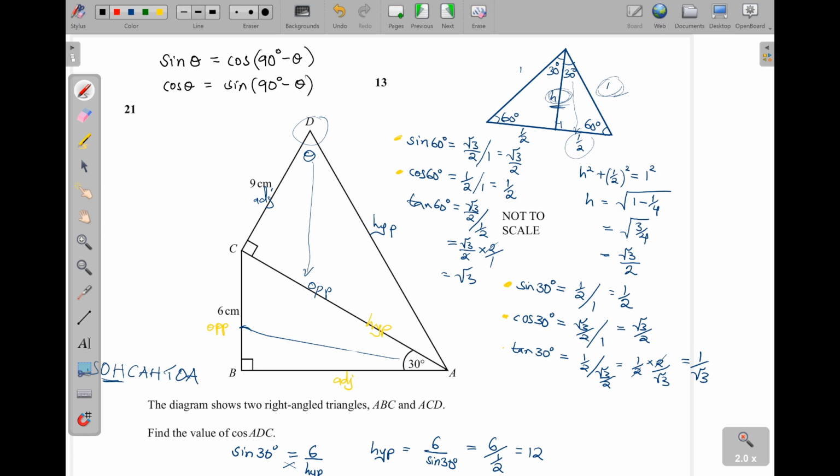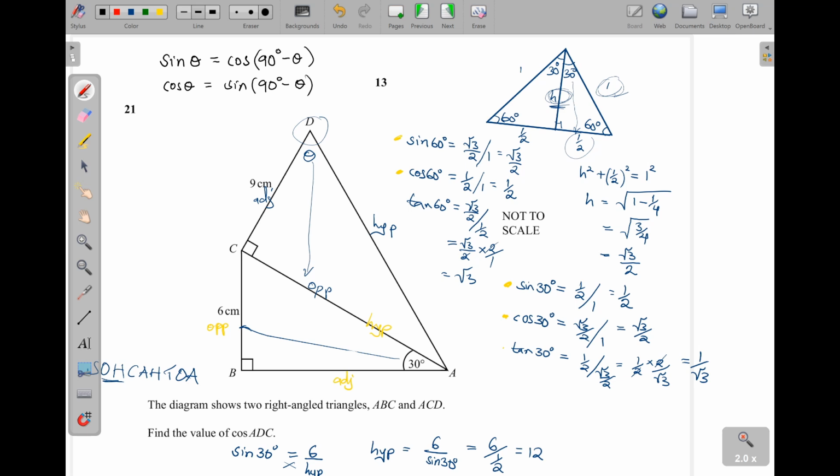You can try it with your calculator. Any two angles which add up to 90 degrees. The cos of 40 must be equal to the sine of 50, like that. Okay? And then also for 45, we see it is the same.